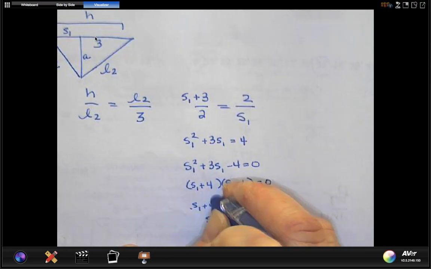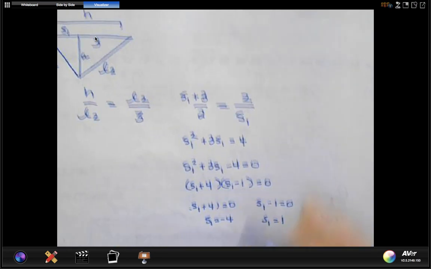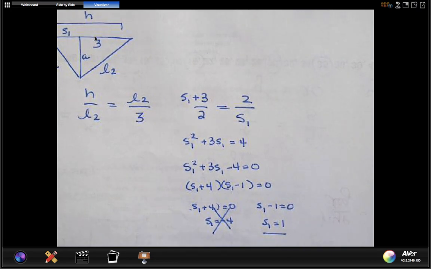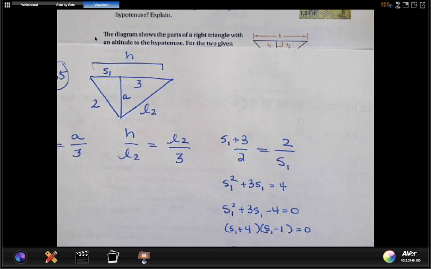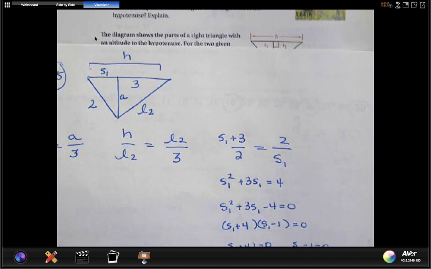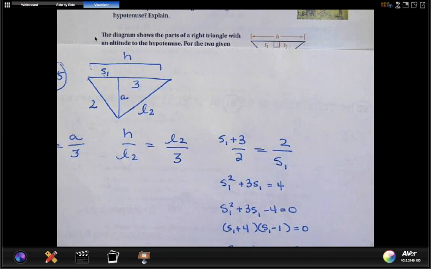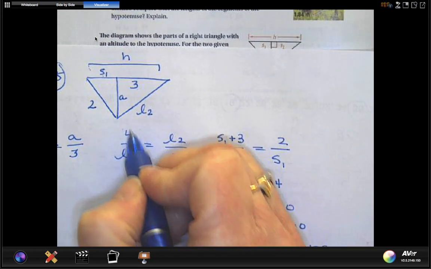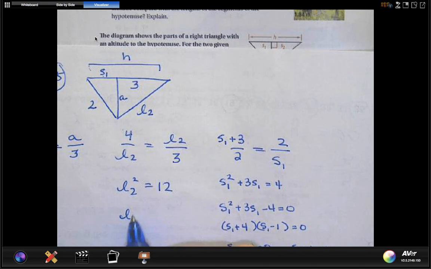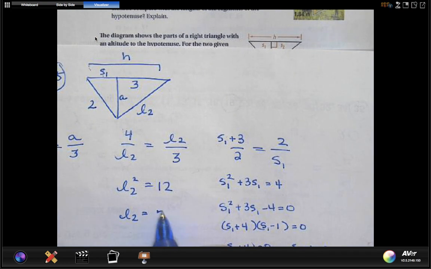All right. I'm talking about a triangle here. So does it make sense if S1 is negative 4? No. So then S1 has to be 1. Well, then if I know S1 is 1, that makes H 4, because H was just S1 plus 3. So here, I can now go back up here and plug in my 4. So L2 squared is 12. So then this would be 2 square roots of 3.